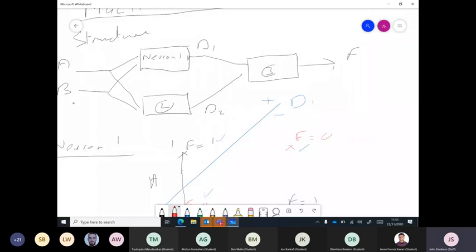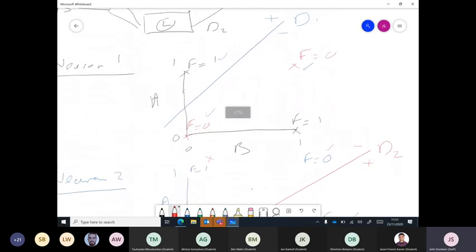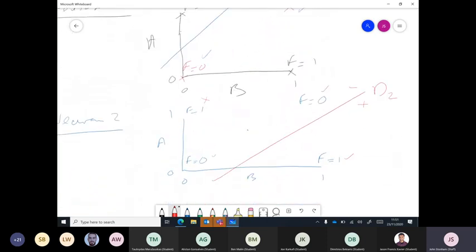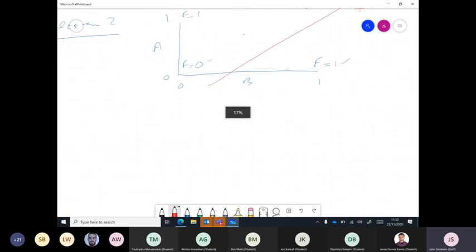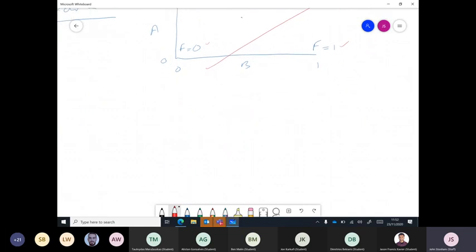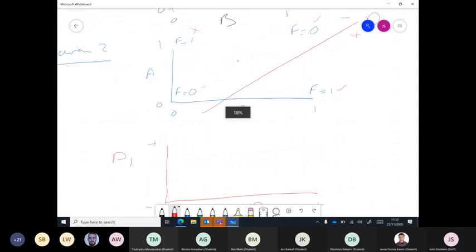The input pattern A and B become outputs D1 and D2. Now there's going to be a threshold, so they could be regarded as 0 or 1, but let's just plot them out as plus and minus. Let's now plot out D1 and D2. Negative, positive, negative, and positive. And let's see where the patterns go.